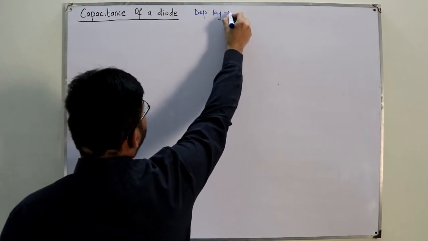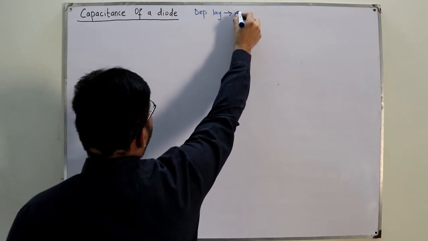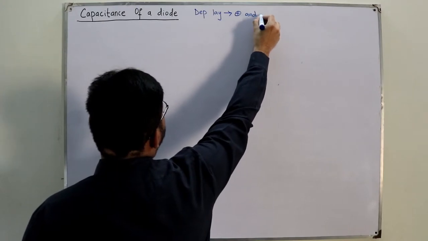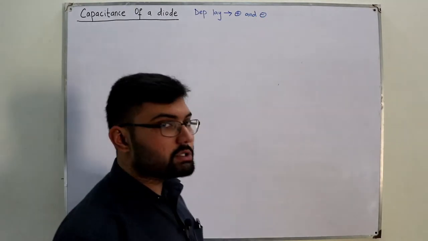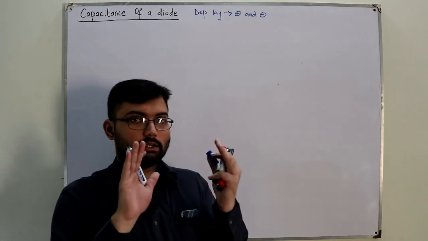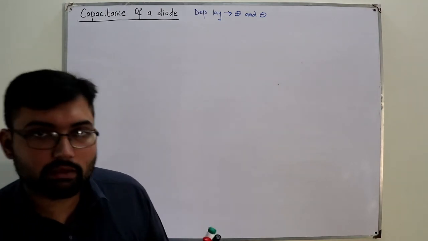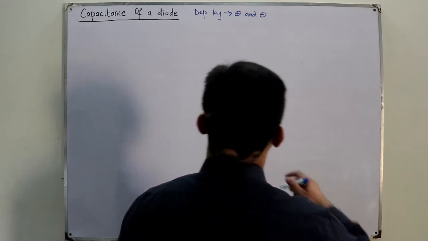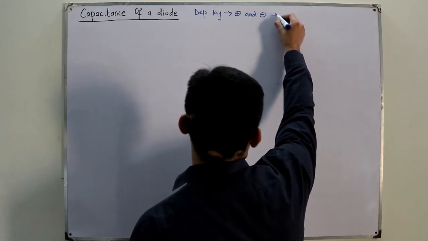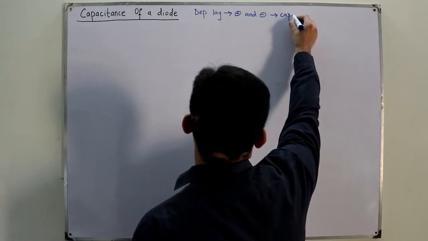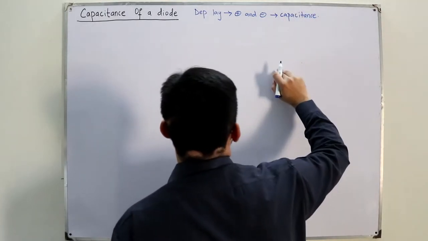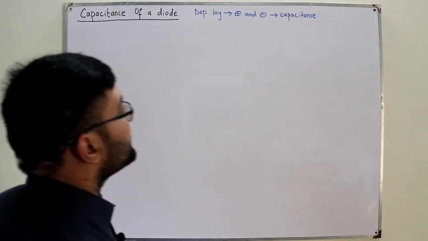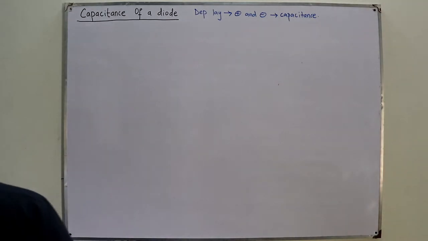What does the depletion layer have? It has positive and negative ions, which means they have positive and negative charges. So when you have positive and negative charges at a distance, you have what? You have the phenomena of capacitance. So we will have the phenomena of capacitance over here, because we have positive and negative charges over here.